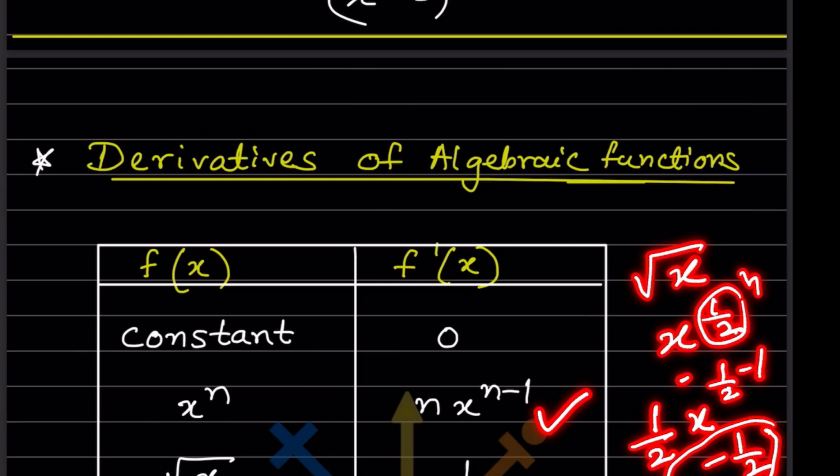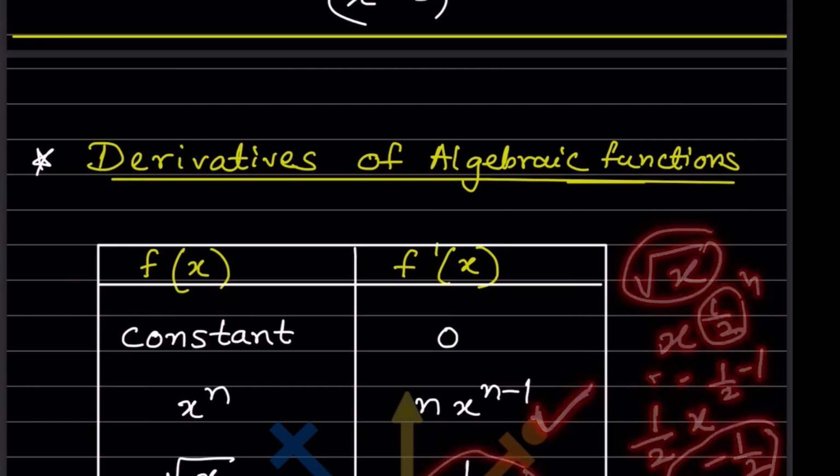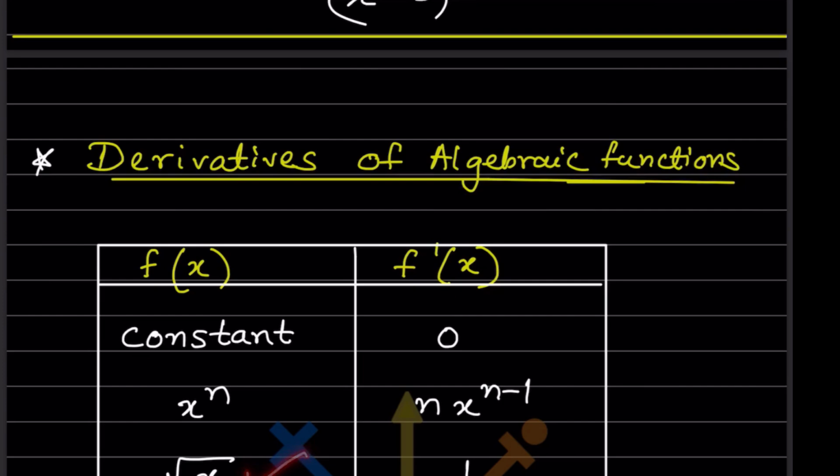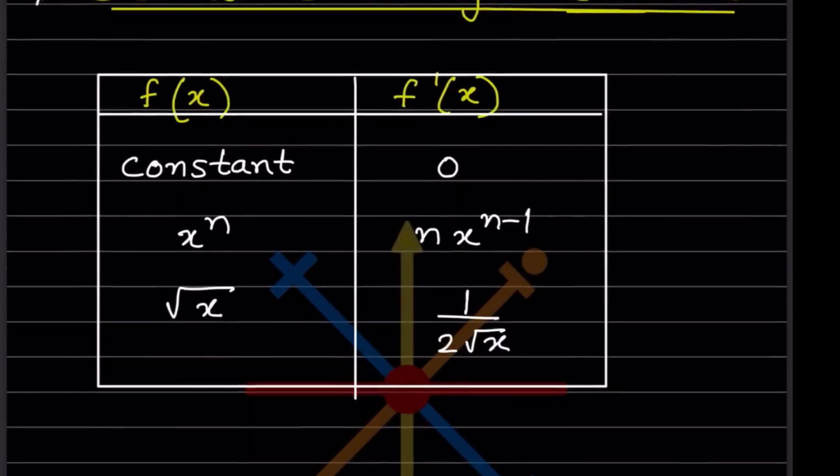Hope you got this. Suppose you forget this formula, you can just do it in rough and check how it is, because you know this rule, and only 3 steps will be extra. So hope you got it. The derivative of root of x is 1 by 2 root of x.